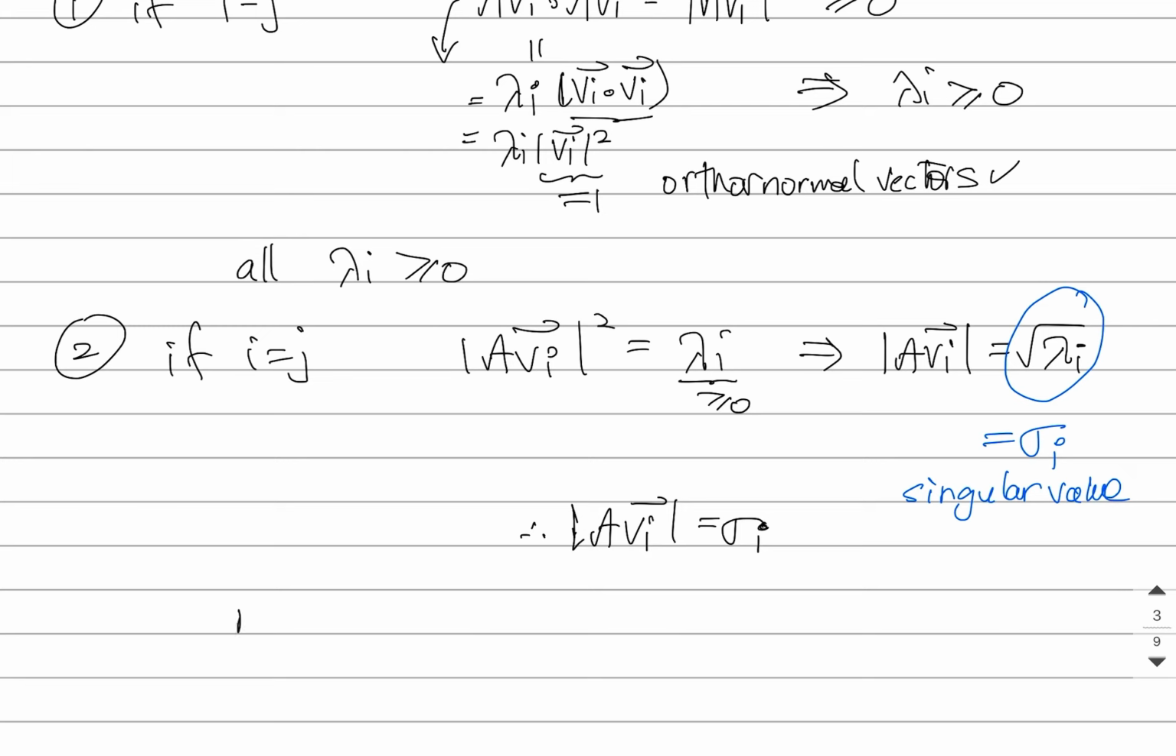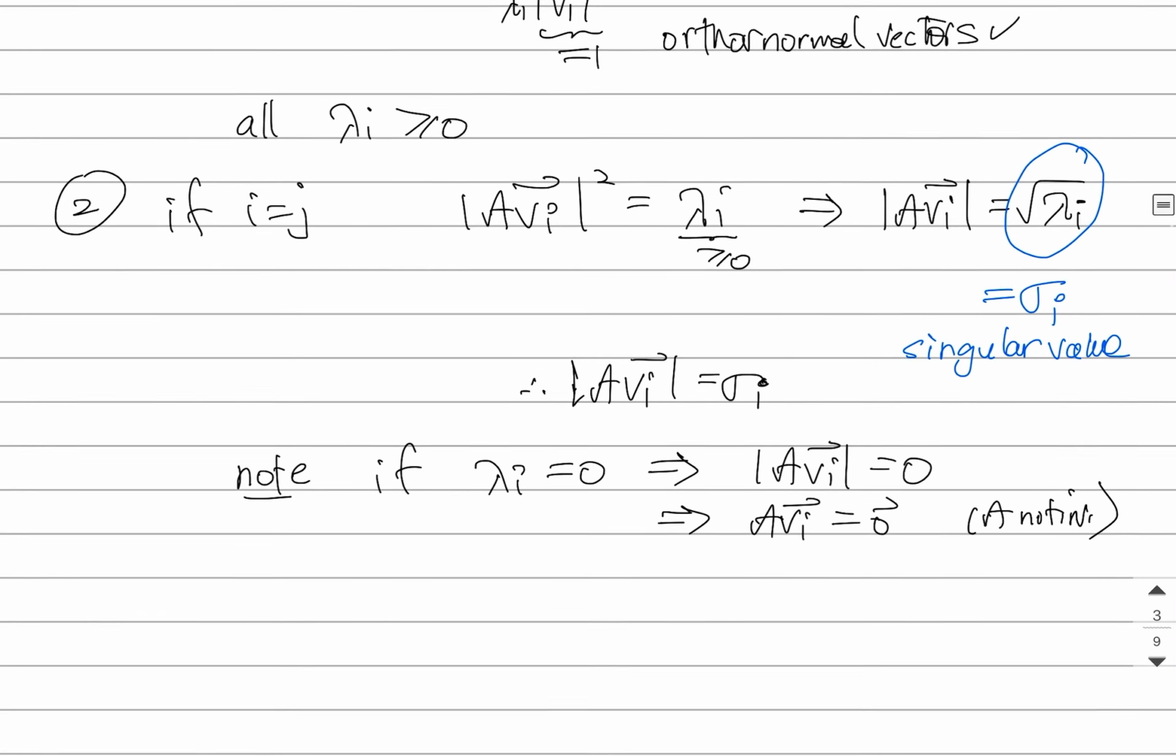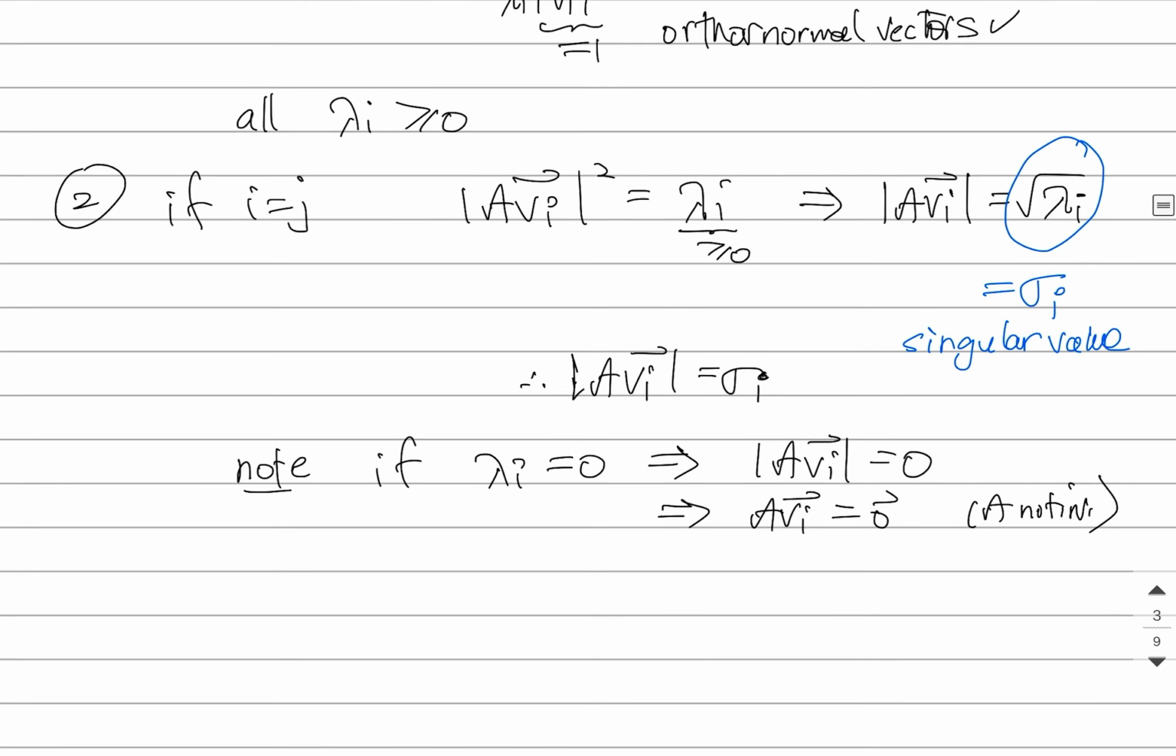Now note, if these lambda i's are equal to 0, so if we happen to be in one of these eigenvalues that is 0, that means that the length of our vector will have to be 0, which implies by length properties that this has to be the 0 vector. Okay. So again, what that means is that A is not invertible. Okay, so that's the second property.